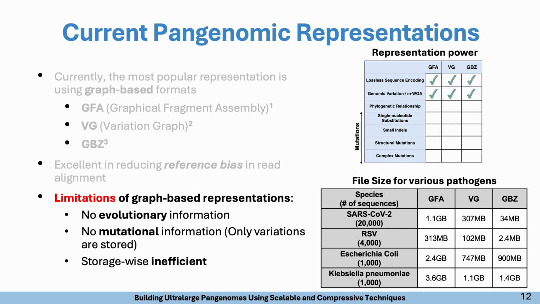These representations do not store evolutionary and mutational histories. They only store variations, which is shown on the top right figure. And these formats are inefficient in terms of storage. To illustrate this, I have added a table at the bottom right that shows the file sizes of different formats for various pathogens. The file sizes can be significantly improved, as we will see in later slides.